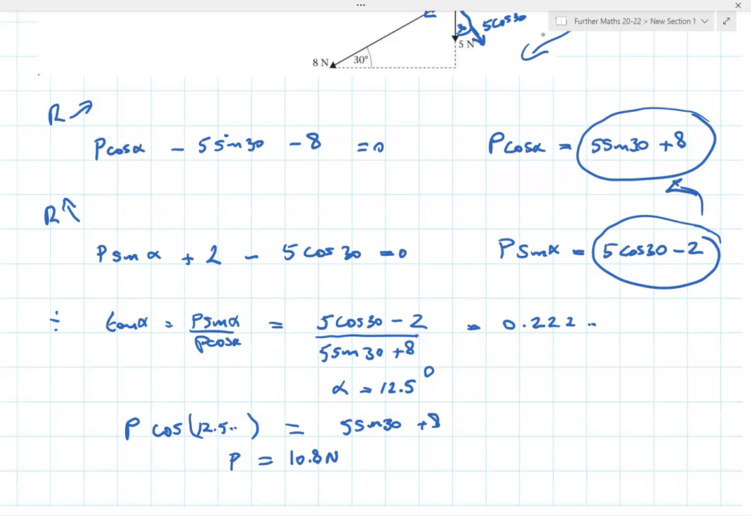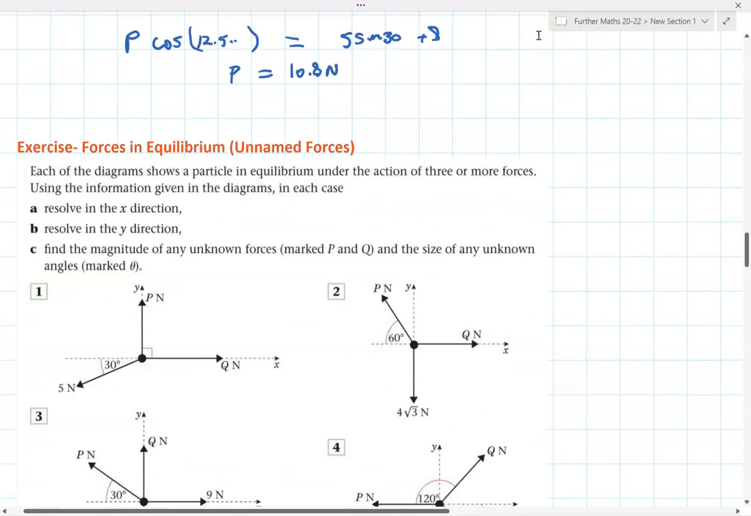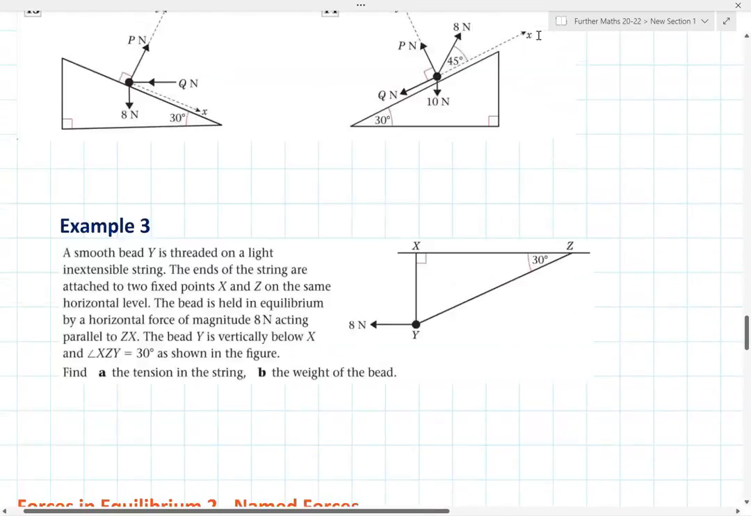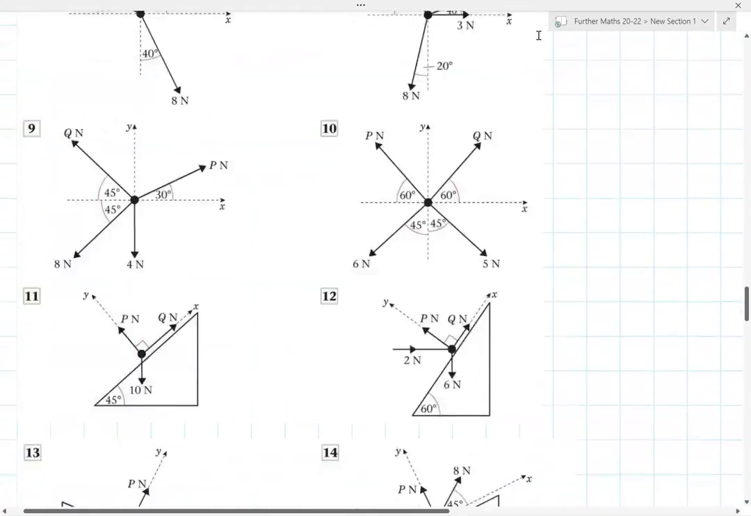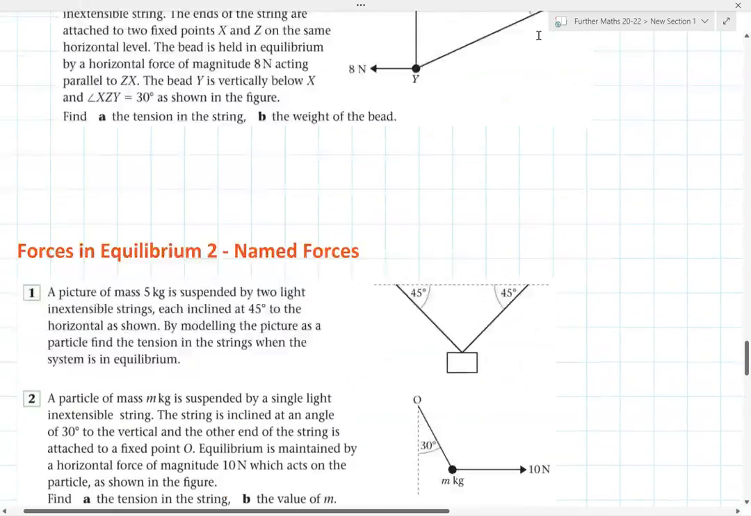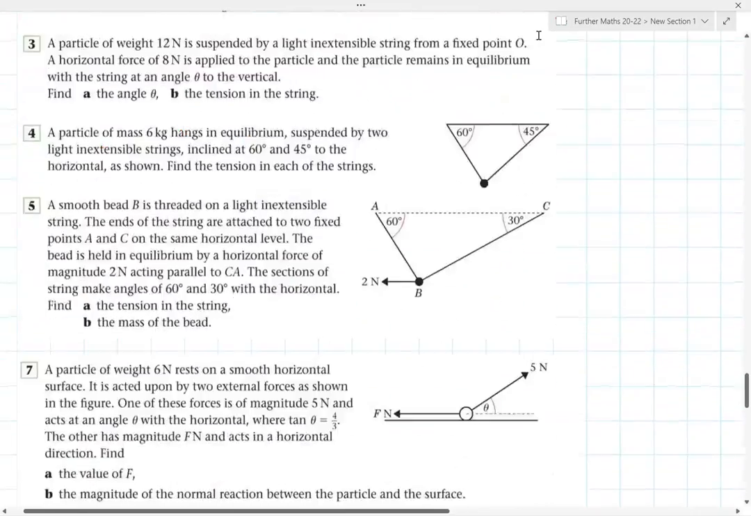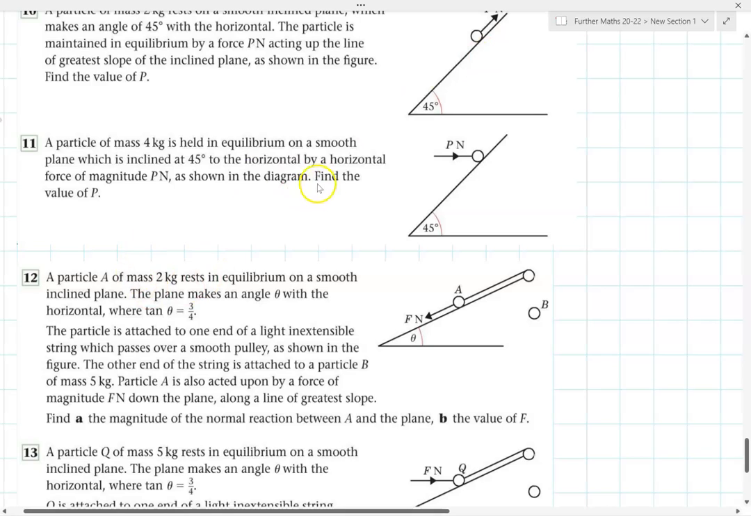Okay, so that's resolving vertically, horizontally in equilibrium situations, which we're going to see a lot of. In the next video, we'll be going on to much more kind of cases where we're naming forces and working with that after doing tensions and reactions and various things. But that's to come in the next video. Okay, bye.